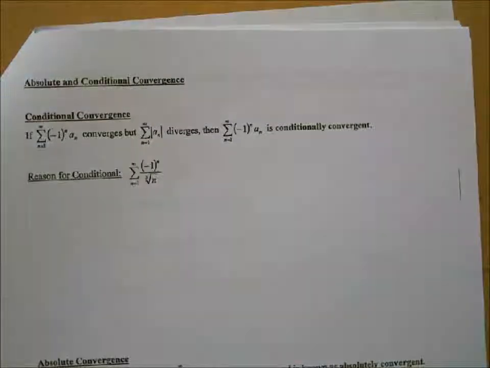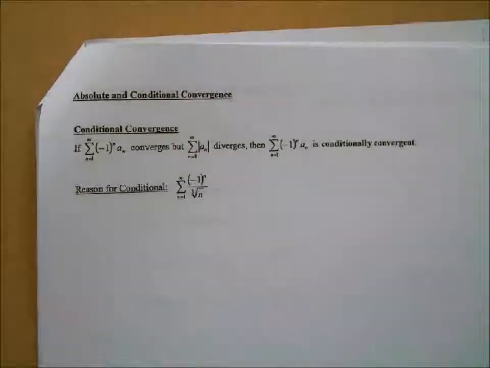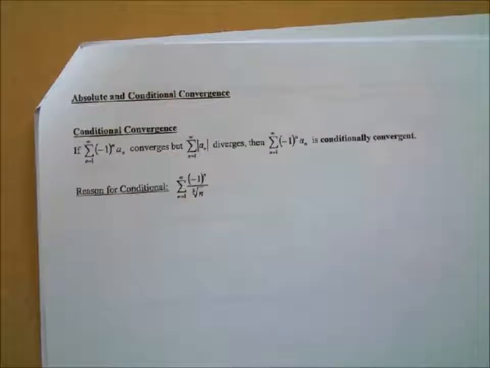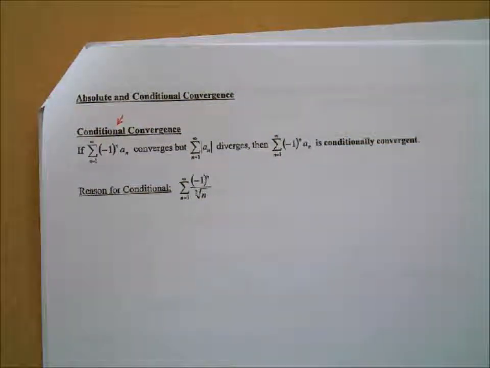Okay, so it turns out there are kinds of convergence. Hooray! More things to test. So we have absolute and we have conditional convergence. And you'll see here what the idea is. Conditional convergence means the convergence of this particular alternating series is conditional on something.